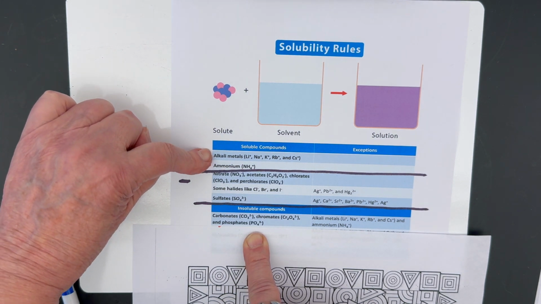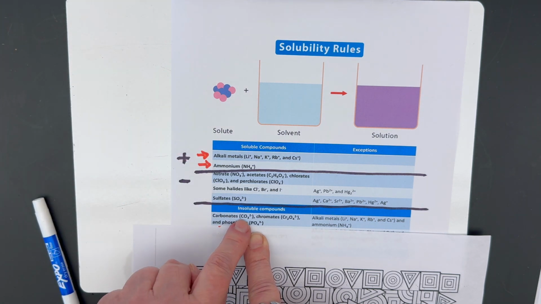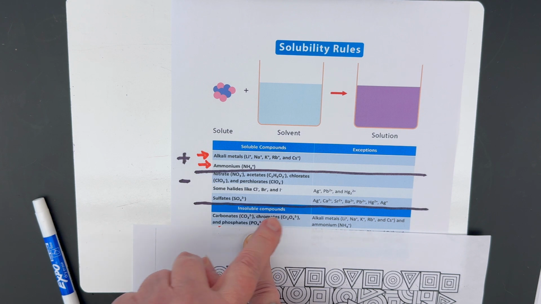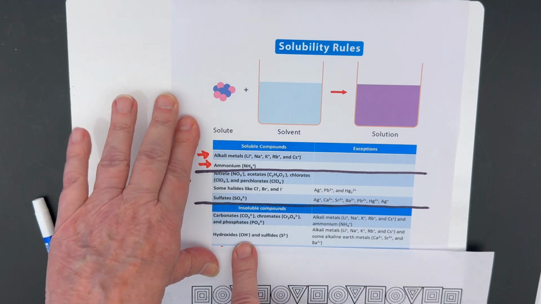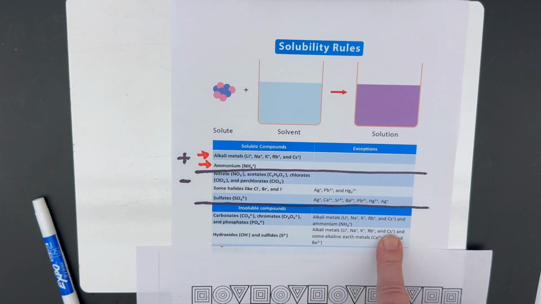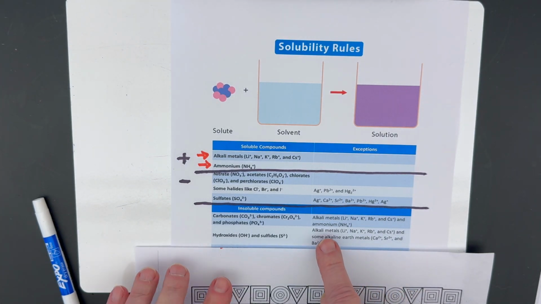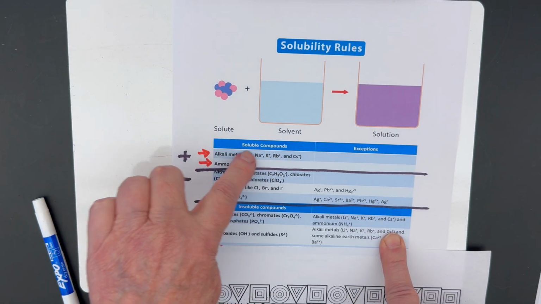So anything that has an alkali metal in the front is going to dissolve, even if it's with a carbonate or a chromate or a phosphate. Hydroxides and sulfides, same thing. Again, we have our first column of our periodic table. Our alkali metals are soluble, just like we said up here.